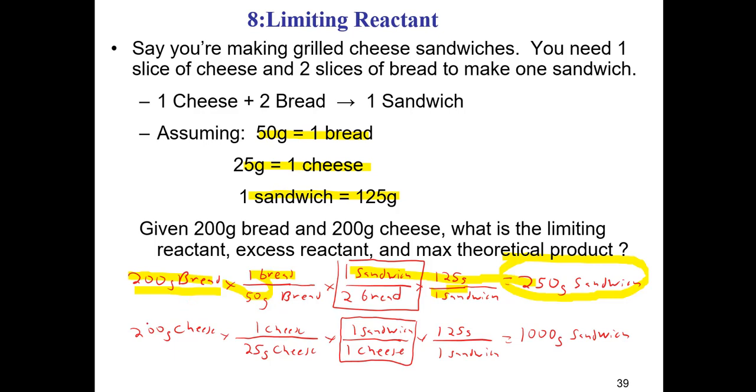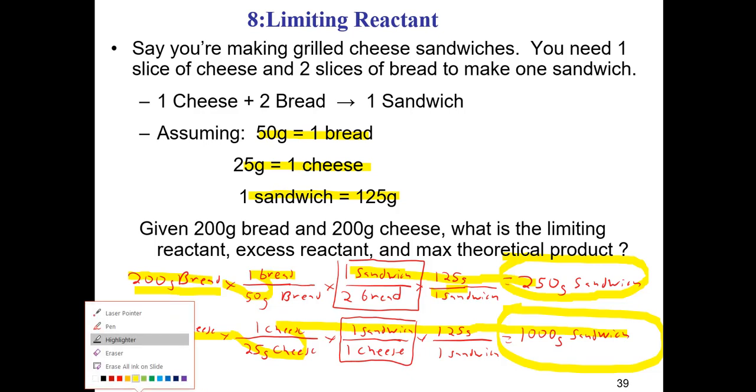Now I'm going to do a second calculation where I start off with 200 grams of cheese and then I convert to grams of sandwich the same way, using the same equalities that we have above, giving me a final answer of 1,000 grams of a sandwich. So you're going to be doing the exact same steps in a chemical calculation.